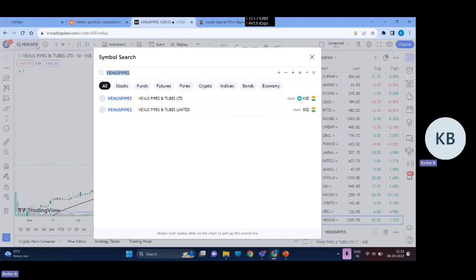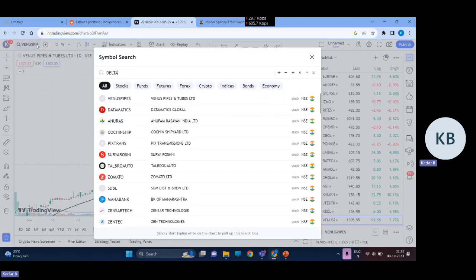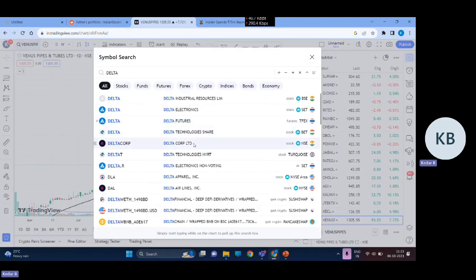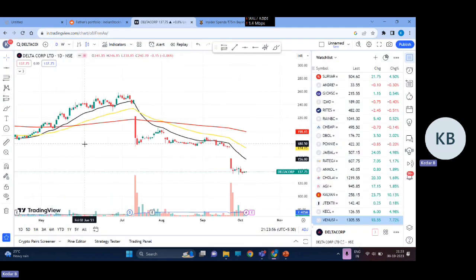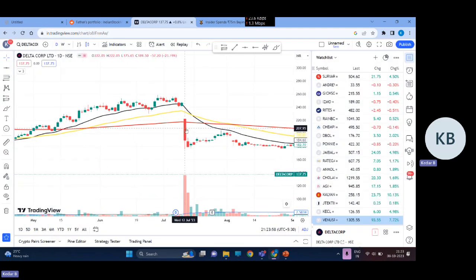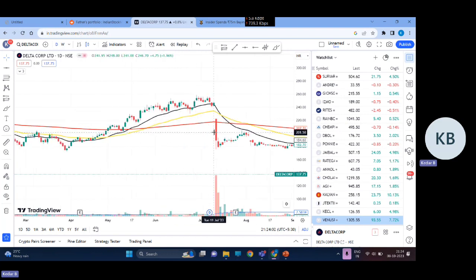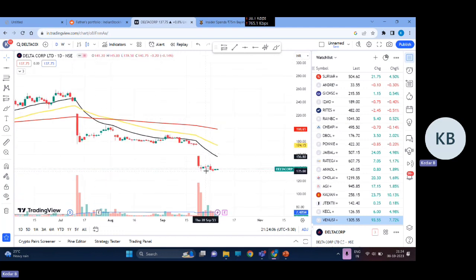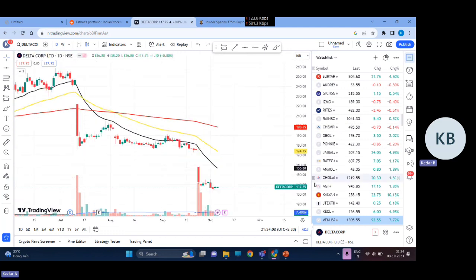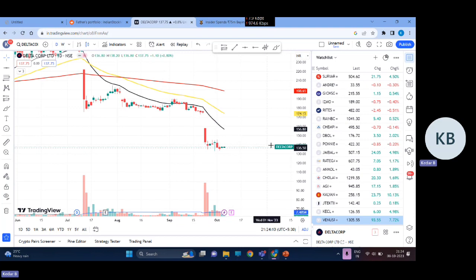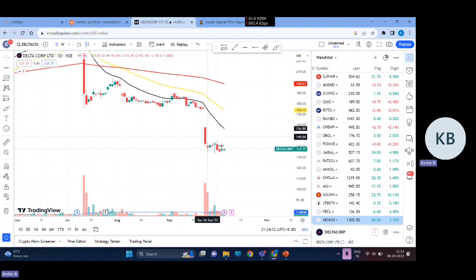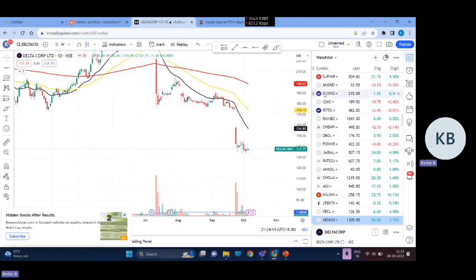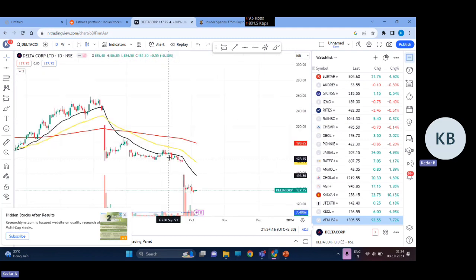Some stocks which have been getting a lot of news is this one, Delta Corp. Let me show you. So Delta Corp, you can see it crashed very heavily, and many people are interested in buying it around here. It will go even lower. So you should avoid these mistakes. Some people even average down. They buy more as it is going down. That's a sure way of losing your money. You should never do that.